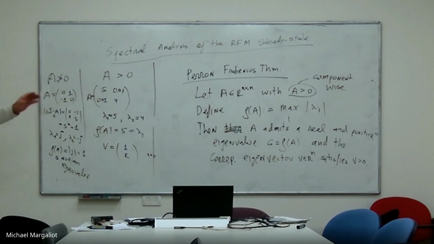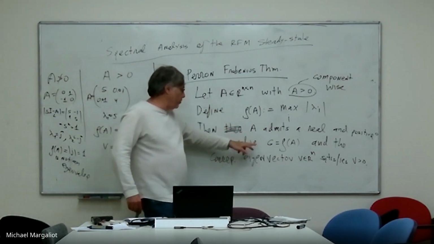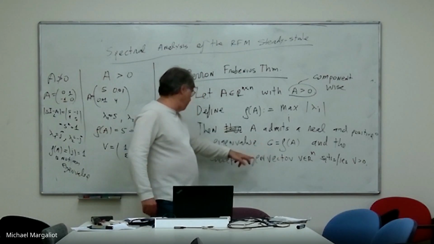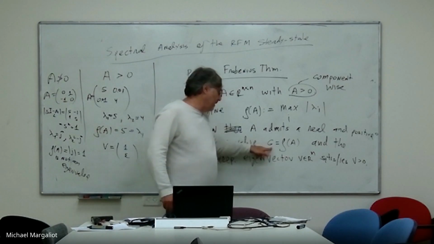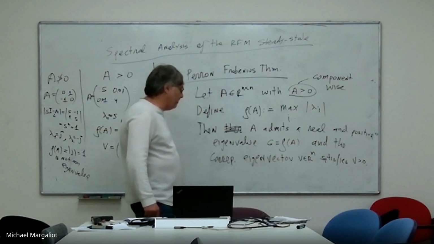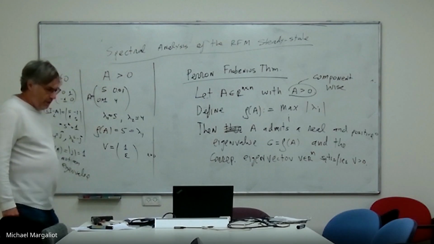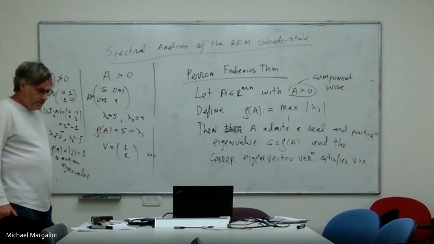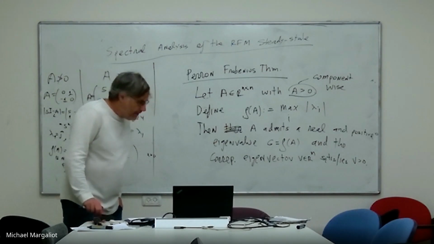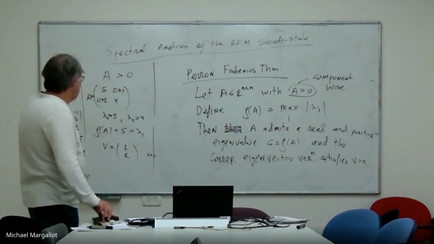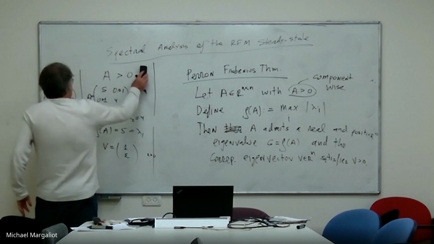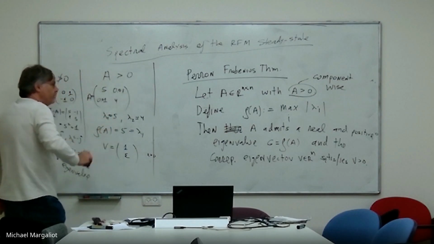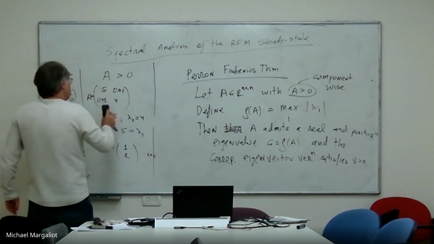So this is what the theorem says. If all the entries are positive, there is a lot of spectral structure. The spectral radius is also a positive simple eigenvalue, and the corresponding eigenvector has all its entries positive. And why is this true intuitively? Let me also give an intuitive explanation, and then I will give time for questions.